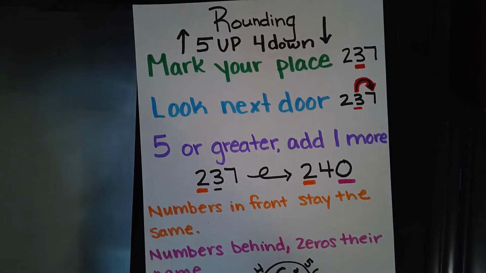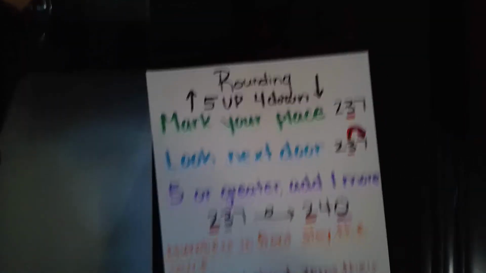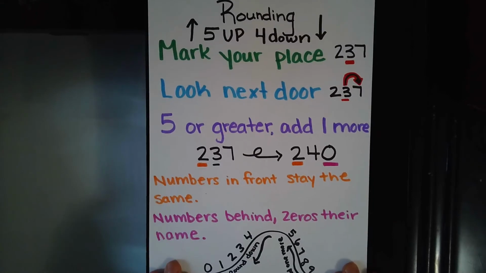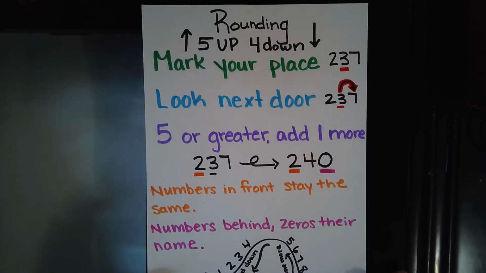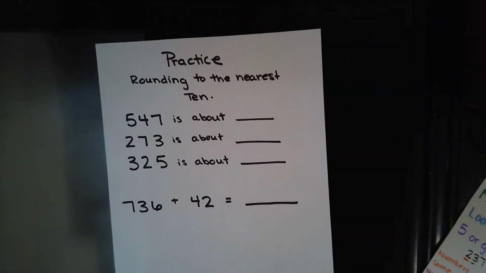So that is your kind of reminder for rounding. Remember, 5 up, 4 down. Say it with me. 5 up, 4 down. And now we're going to do just a little bit of practice.